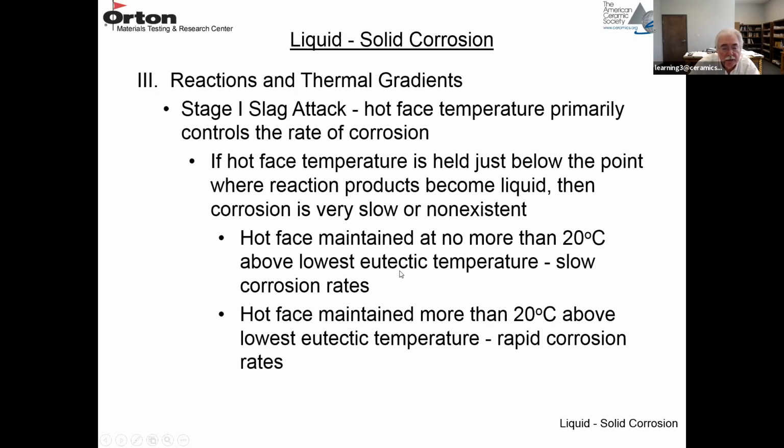So the eutectic temperature is the lowest melting temperature in the system. So if you're slightly above the lowest melting temperature, the corrosion rates will be slow, but if you're significantly above the lowest melting compound, then the corrosion rates will increase.